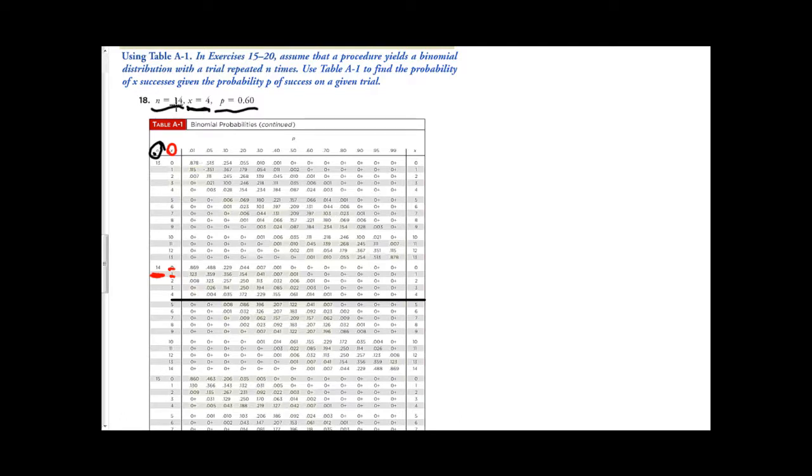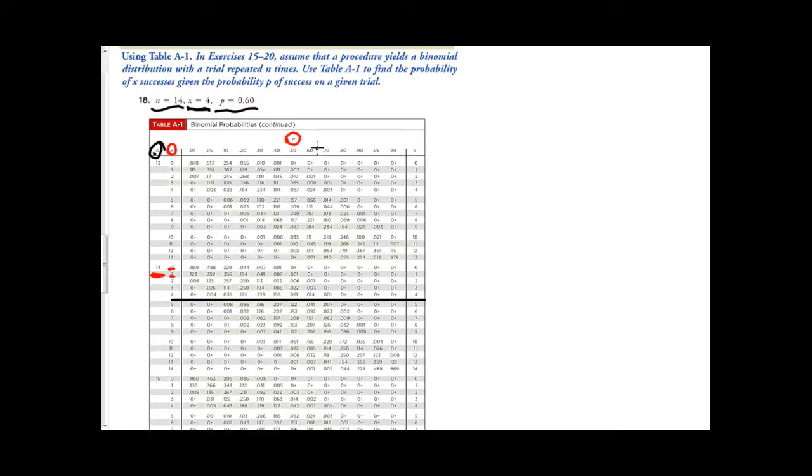So I have n found, which is 14. I have x found, which is 4 under the 14. And now I'm going to find my probability, which is 0.6. That's the probability of a success on a single trial. So I'm looking up at the top here. You see going across the top row, p. So these are values of p. So I just need to find 0.60 for my value of p.